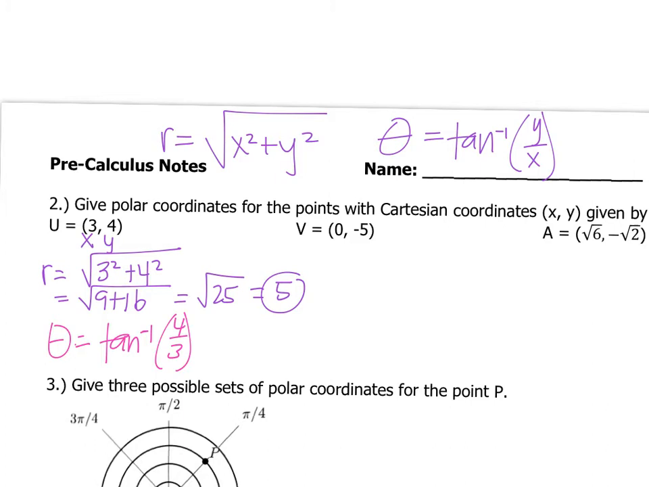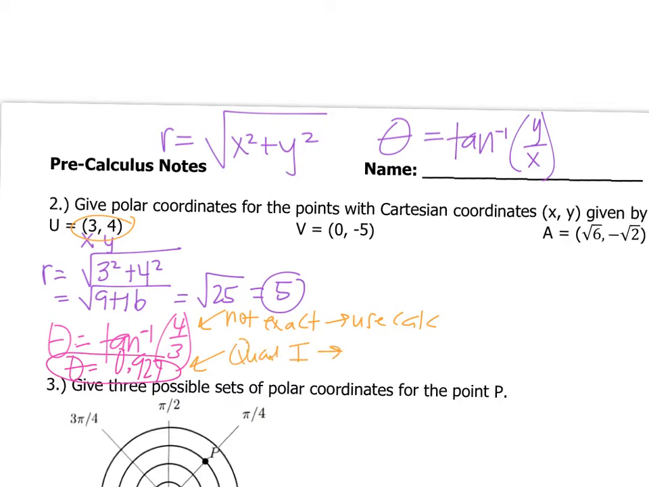Now, going back to what we just talked about on the last page, because this is not an exact unit circle value, we're going to use our calculator. If you use your calculator to find the inverse tangent of 4 over 3, you end up with 0.927. Then the last thing we have to consider is what quadrant this is in. Just think about that original point, 3, 4. 3, 4 is in quadrant 1. In quadrant 1, we keep the calculator value. So we're just going to stick with that 0.927.